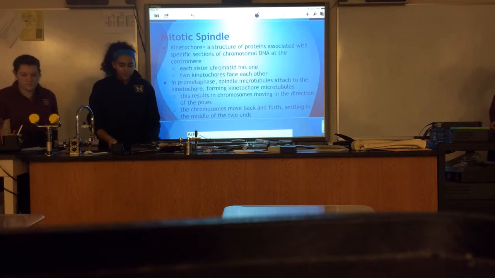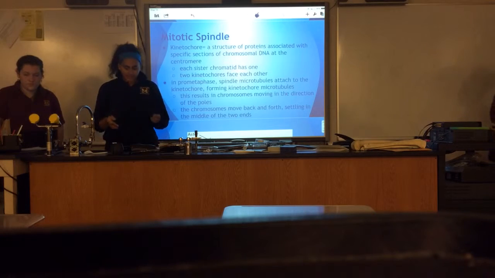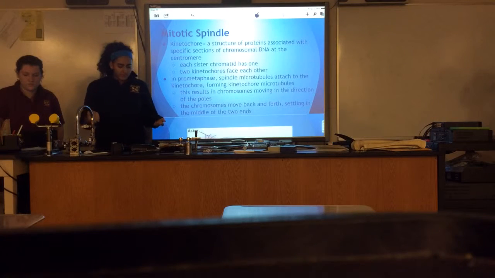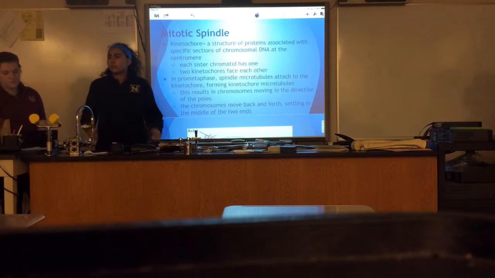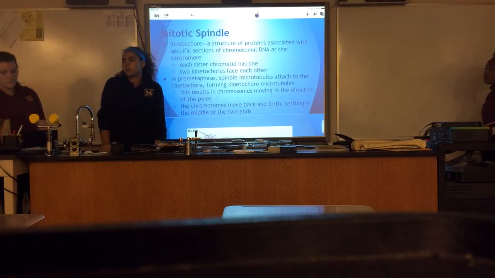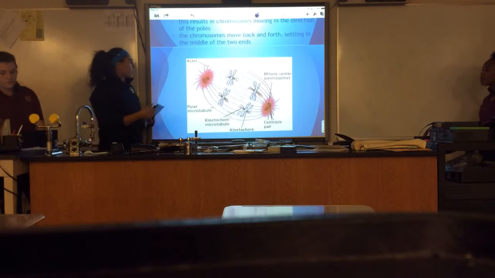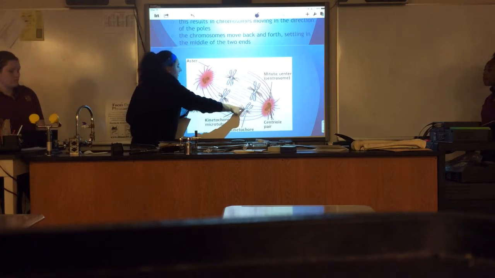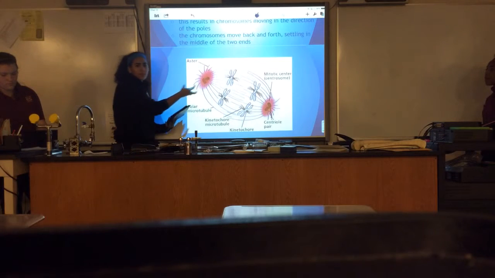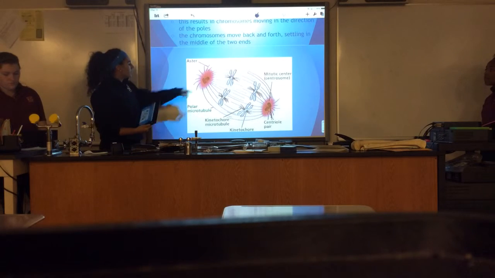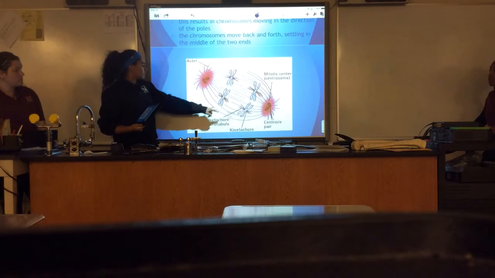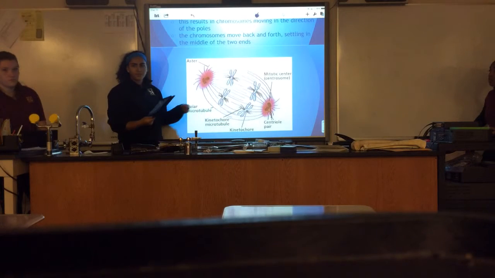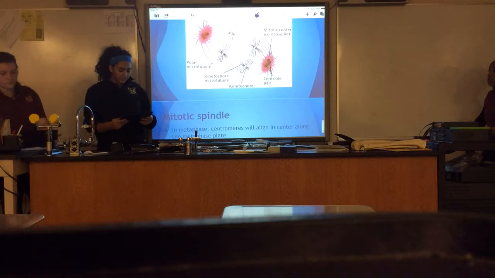So then, what is a kinetochore? These are structures of proteins that attach to specific sections of DNA. Each sister chromatid has one of these, and both kinetochores face away from each other. In prometaphase, the spindle microtubules attach to these kinetochores. When these first begin to form, one side attaches and starts pulling the chromosome towards one pole. But then the spindle microtubule from the other side comes in, and it's like a tug of war until the chromosomes land in the middle on the metaphase plate because of the pull from the two spindle microtubules.